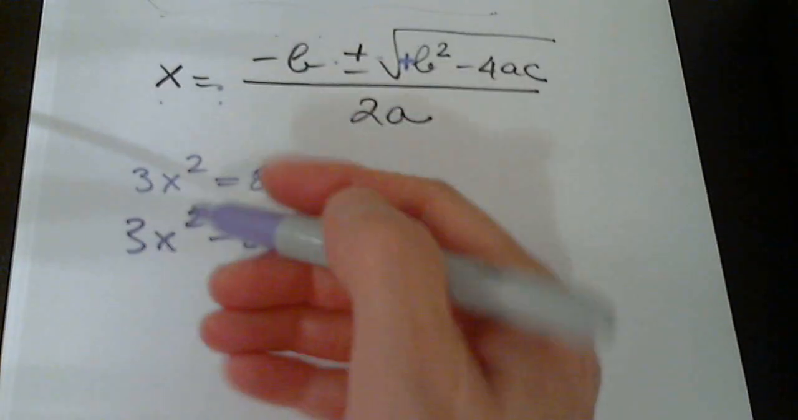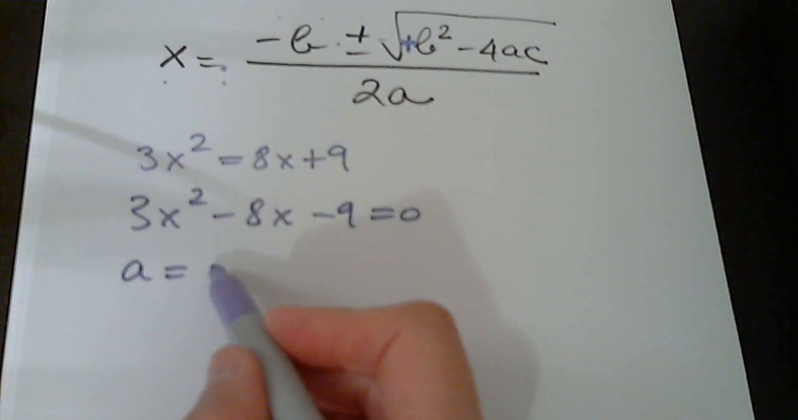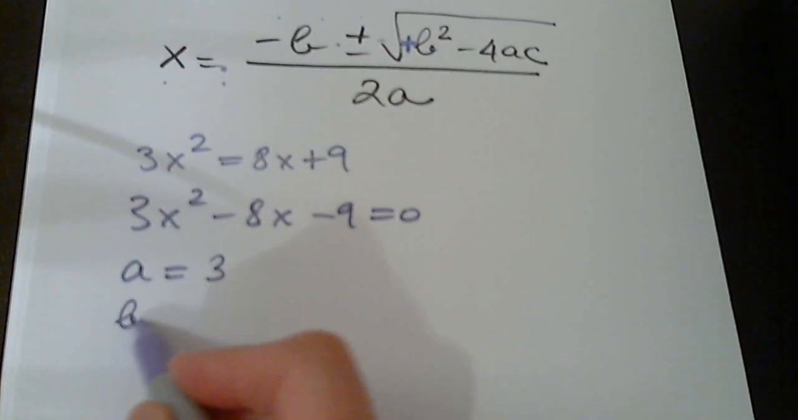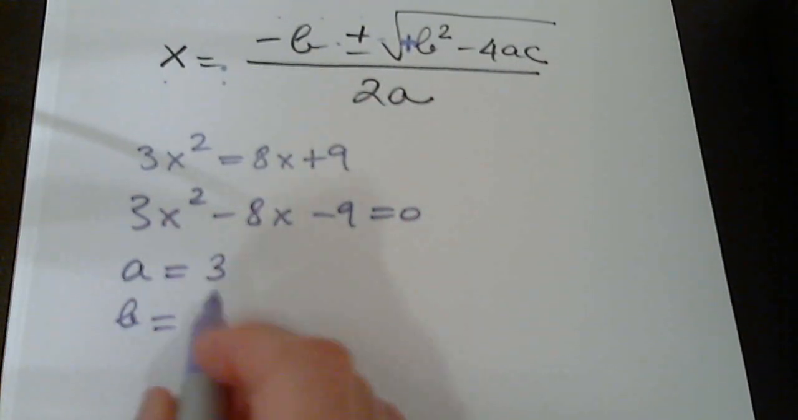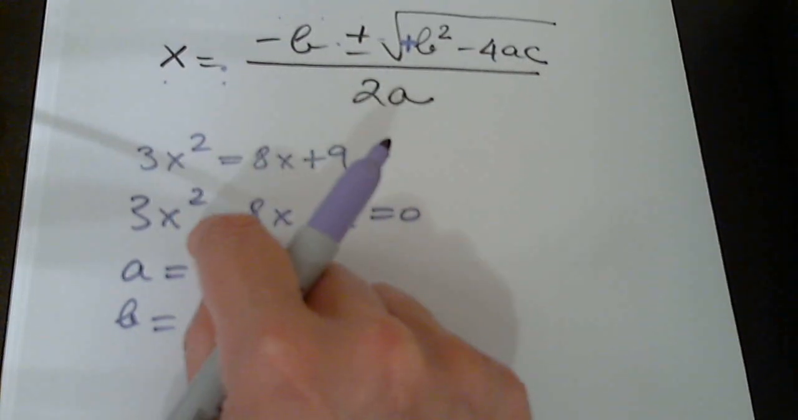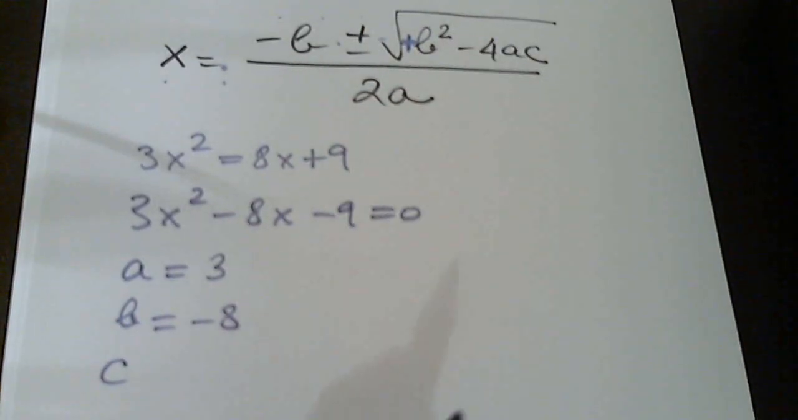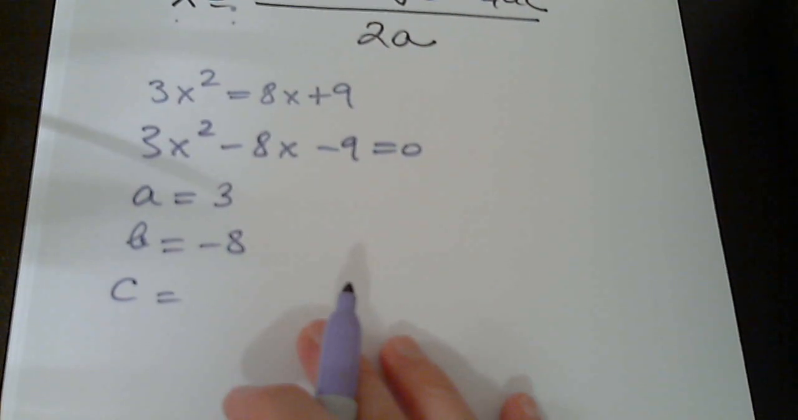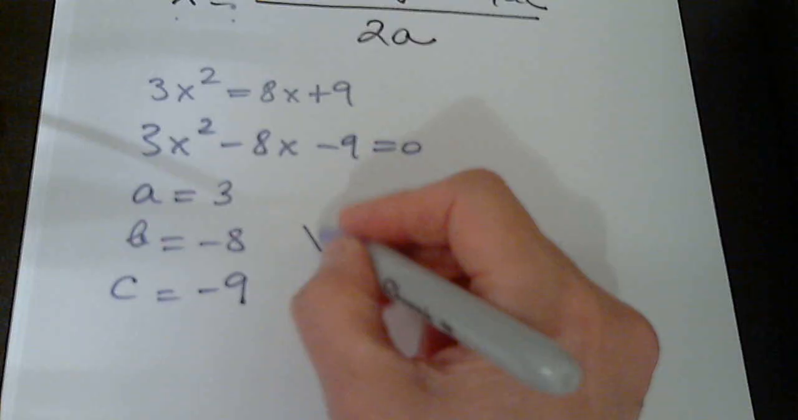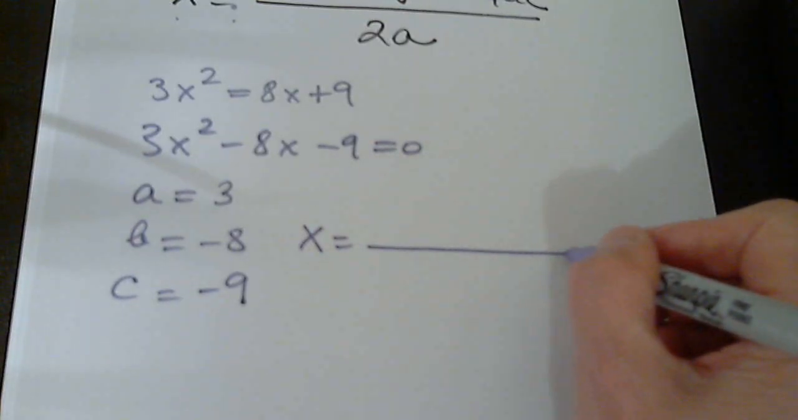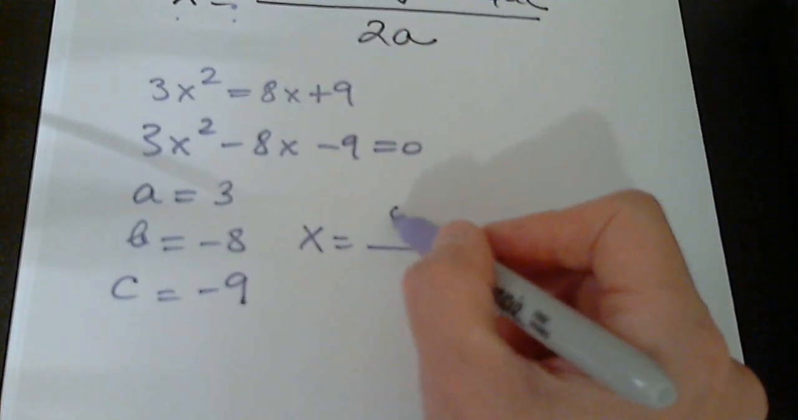Now, I compare. Can anyone tell us A? Three. Excellent. Can anyone tell us B? -8. Careful. Always the number with the sign in front. The sign belongs to the number. Finally, compare and get C. -9. Indeed. The next step, write the formula. X equals negative B. B is -8. With minus in front will be 8.